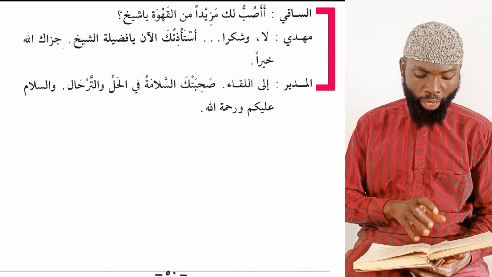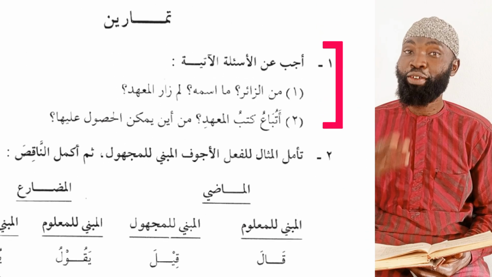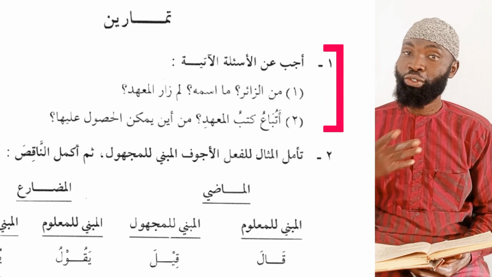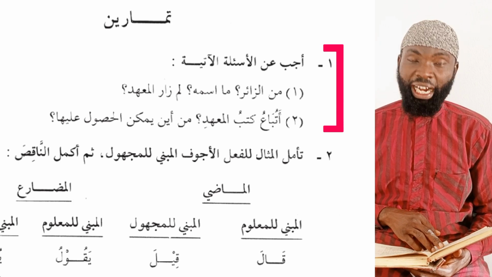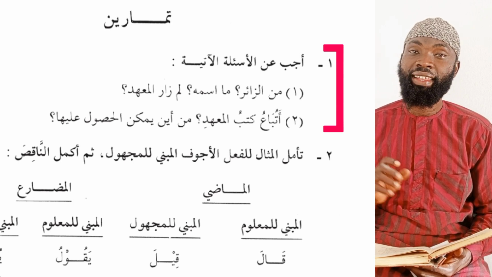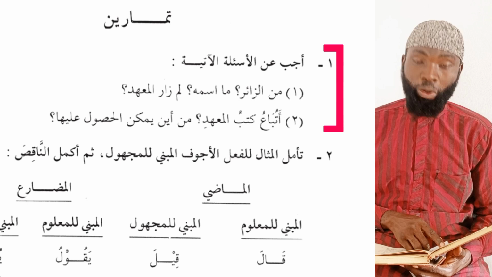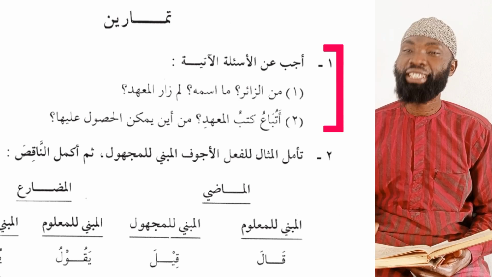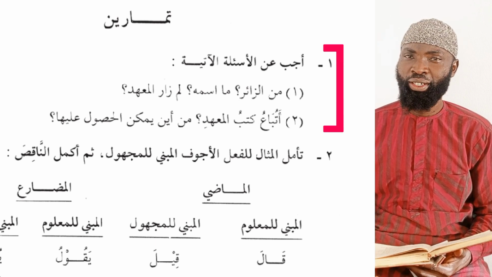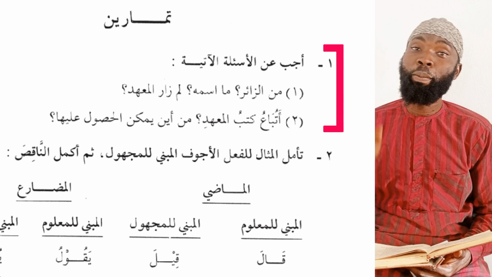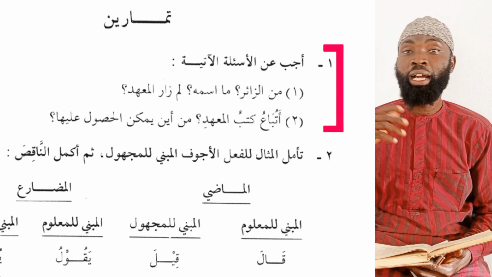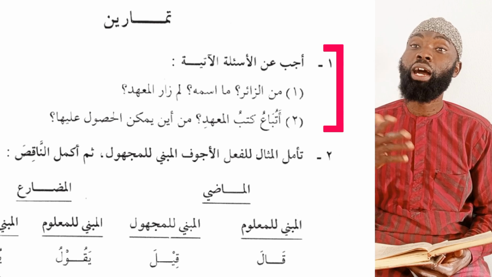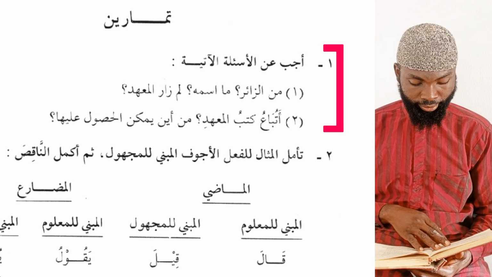Now we have a very short exercise to solve from this conversation to test the understanding of what was discussed. We have Ajib Anil As'ilatil Atiya, answer the following questions. Number one, man is Zair, who is the visitor? We can say Azairu Mahdi ibn Abdul Hadi min Bilahur, from Lahore.